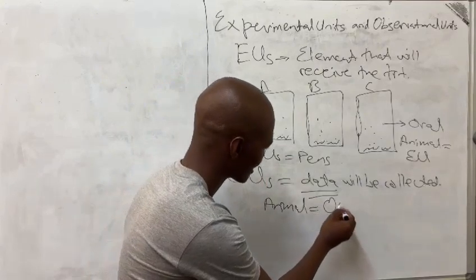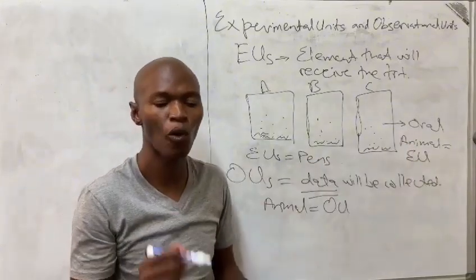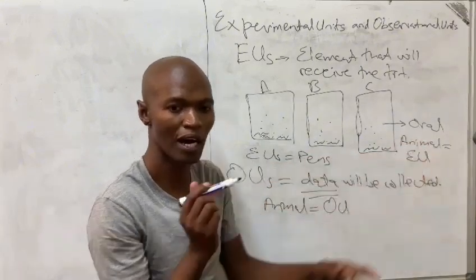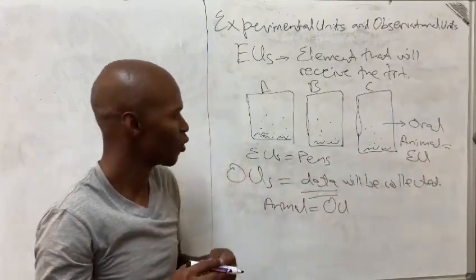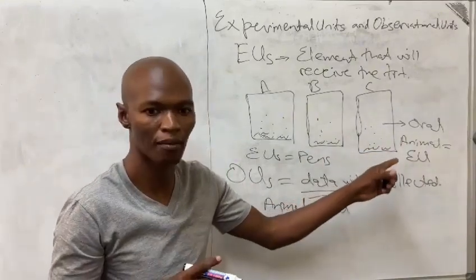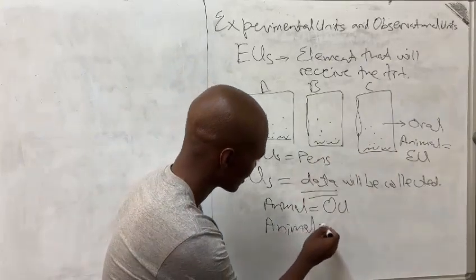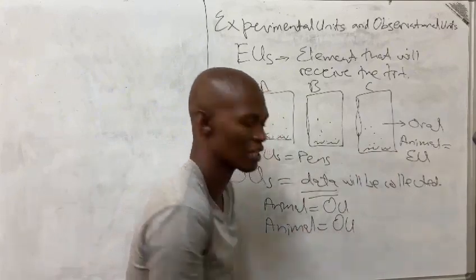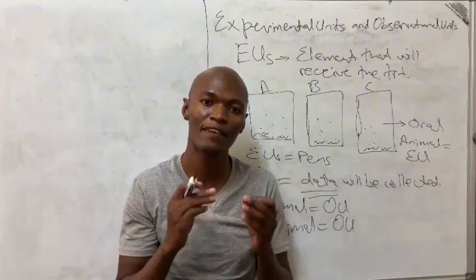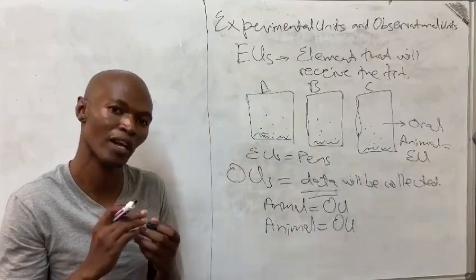the observational unit. Now, also in that example where you give your treatment orally to the animal, when you observe the effect of that treatment, we are going to measure on the animal. So in that case, the animal again is the observational unit, because the observational unit is nothing but the element in your experiment where the data will be collected.